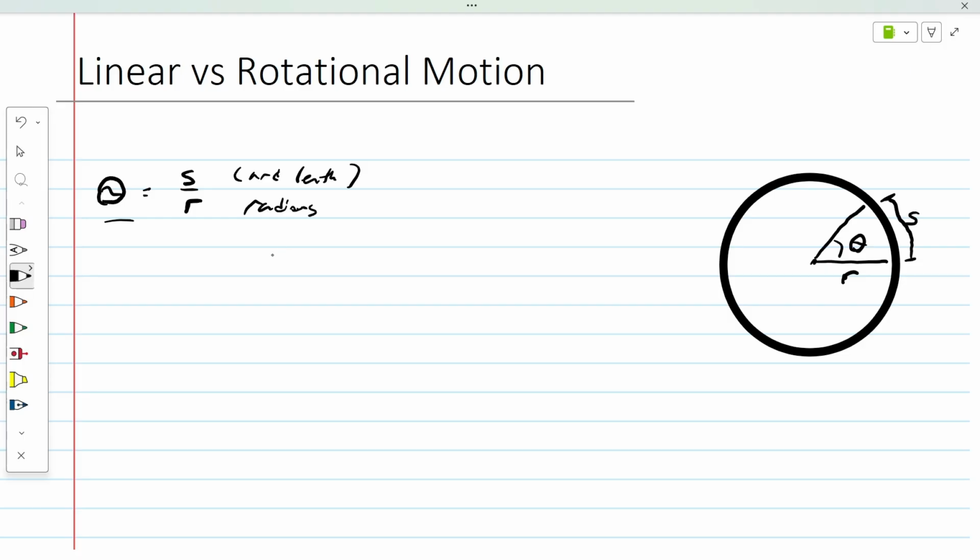Okay? And so let's just rearrange this equation to say s is equal to r times theta. So this is how we can relate it through this radius here. The angle traveled, we can find the distance through the radius. Okay, so now let's see how we can find the velocity.